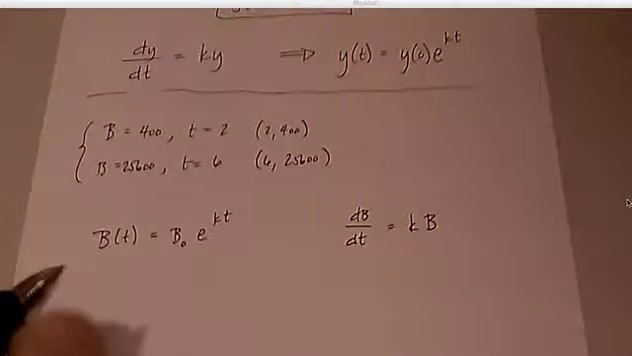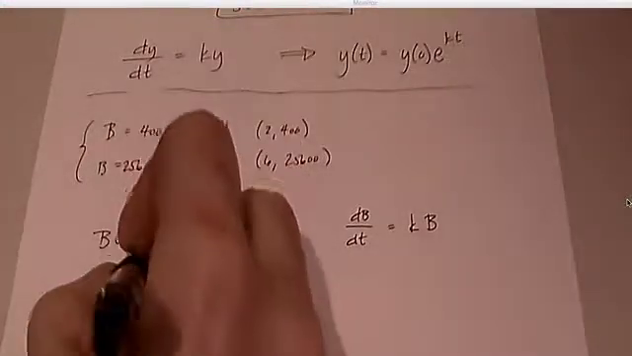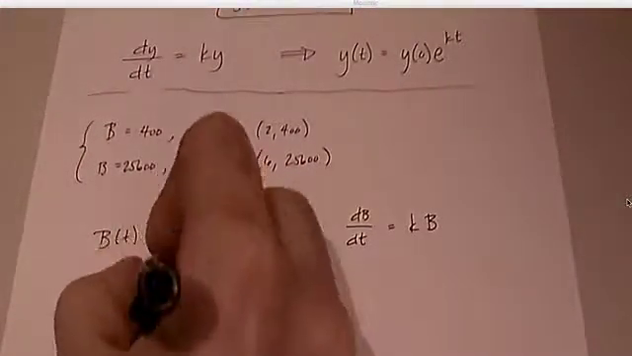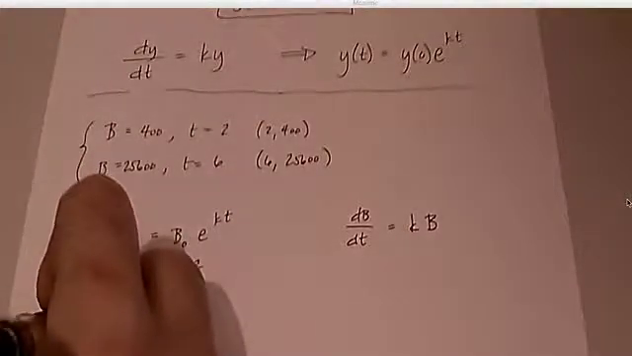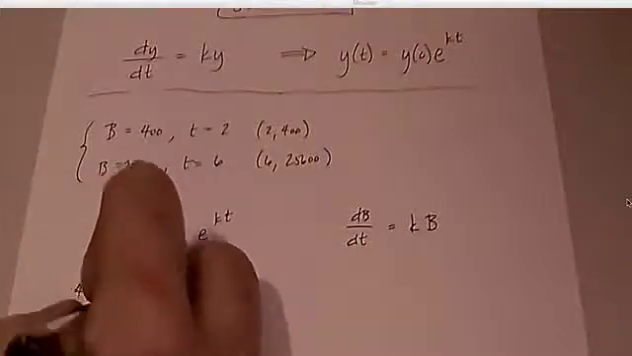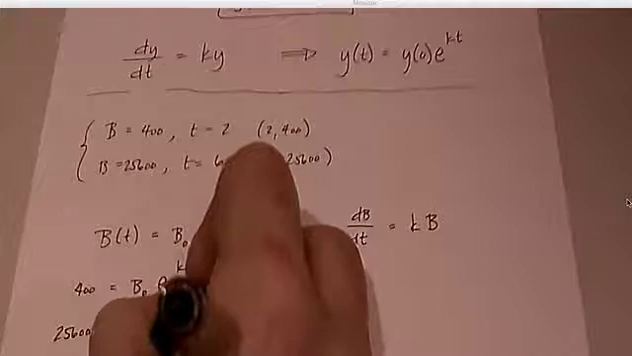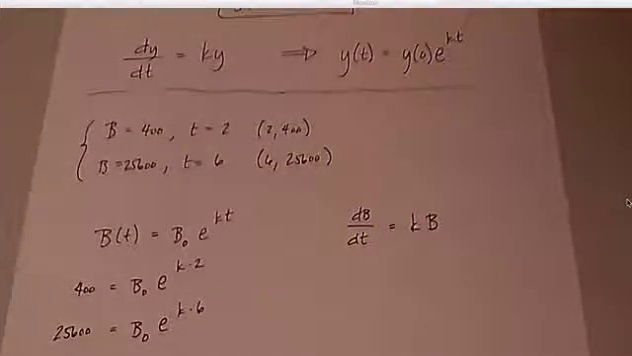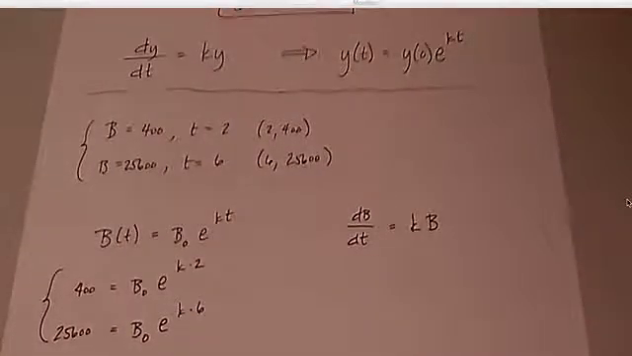Okay, so let's go ahead and do this. We have 400 is equal to B naught e to the K times 2, and then we're going to have 25,600 is equal to B naught e to the K times 6. Now here's the thing. This is a system of equations, 2 equations, 2 unknowns, okay?